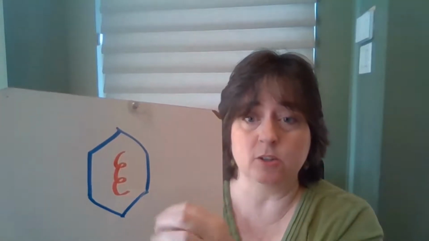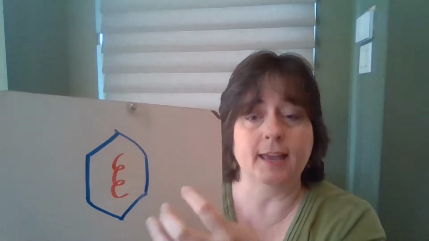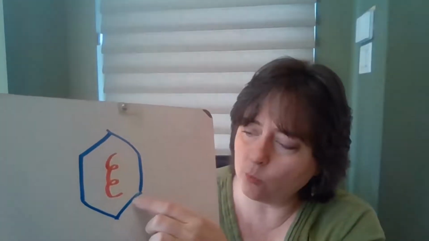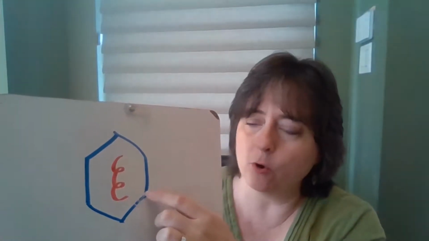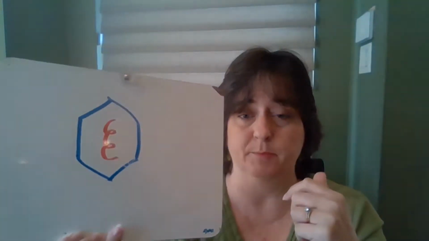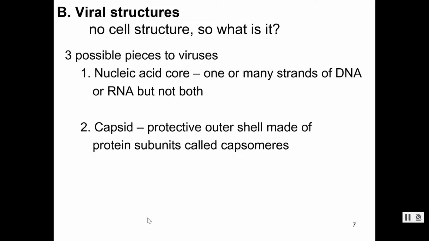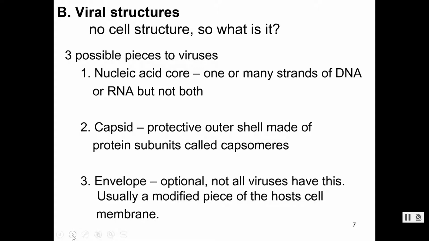And these proteins are usually the same protein over and over again. The one protein we call a capsomere. That's one protein. If you join a whole bunch of capsomeres together, they form this structure called a capsid. So these two things are required, all right? All viruses have that. Now, some viruses have a third structure.